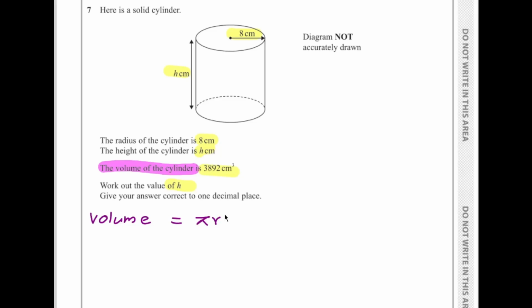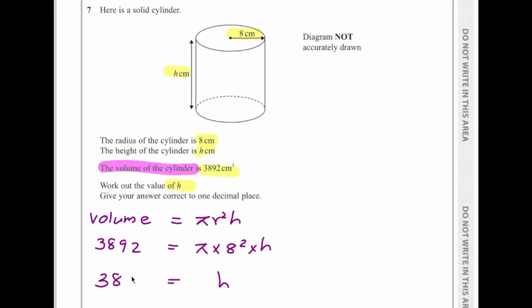Pi r squared h, you are getting this one with the formula sheet. And volume, I can substitute here 3,892. Check out the units of radius. Everything is given in centimeters. In this case, yes. So pi r is 8. Then 8 squared into h. Then I need to subtract h. I'm sending the rest to this side. Then since they are connected with multiplication, when they move to this side, they become a division.